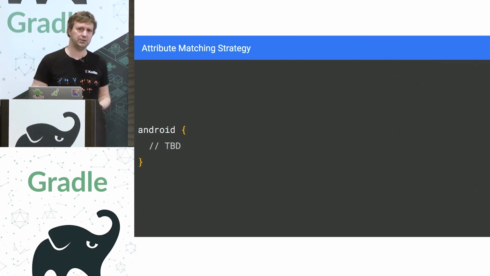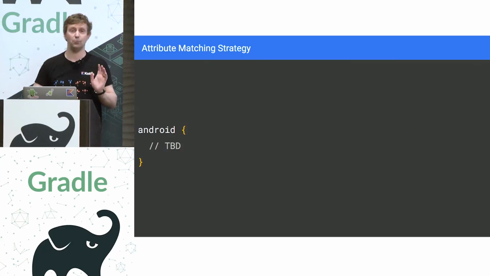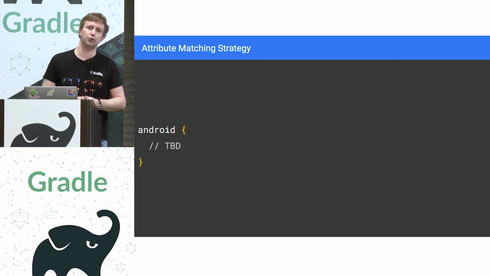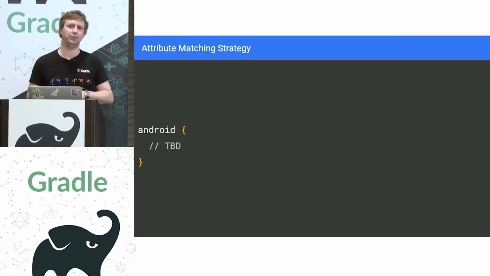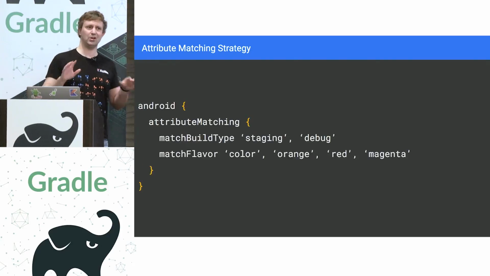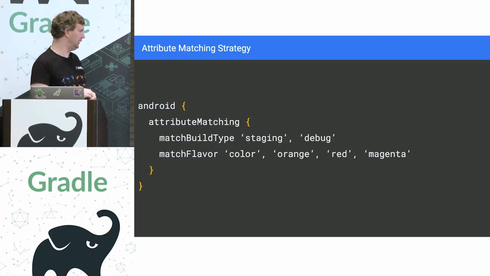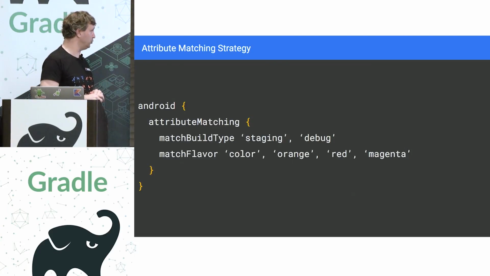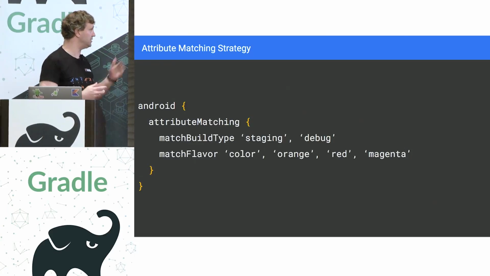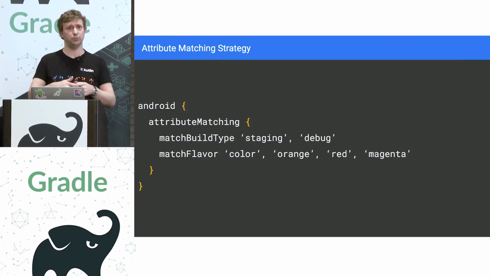Thankfully, that API is in 4.1. 4.1 M1, the milestone one, was released like 2 days ago. So probably next week, we're going to switch 3.0 alpha to 4.1 M1, and we'll start implementing that API, that DSL. And it should probably look something like that. Don't quote me on that. It's likely to change. Basically, the attribute matching area, and inside you will say, hey, build type staging is compatible with debug.